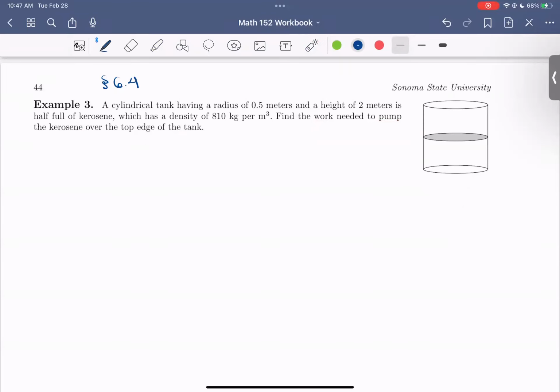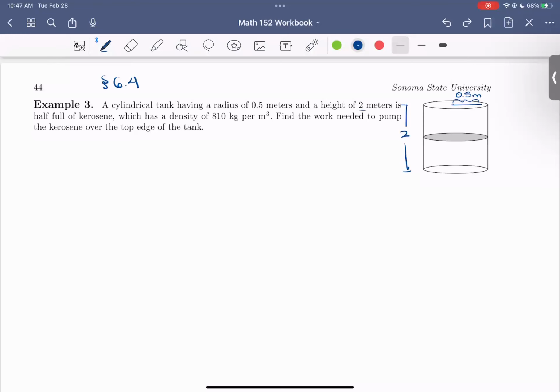Okay, so to get started, let's go ahead and decorate this tank a little bit with the information that we're given. The radius of the tank, I'm going to draw that in. Oops, not 2, 0.5 meters. And the height of the tank is 2 meters. And we're told it's half full of kerosene, so we could think of this shaded area as the top of all of the liquid here.